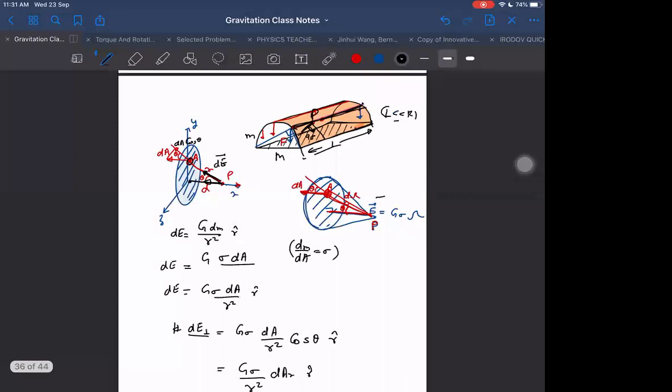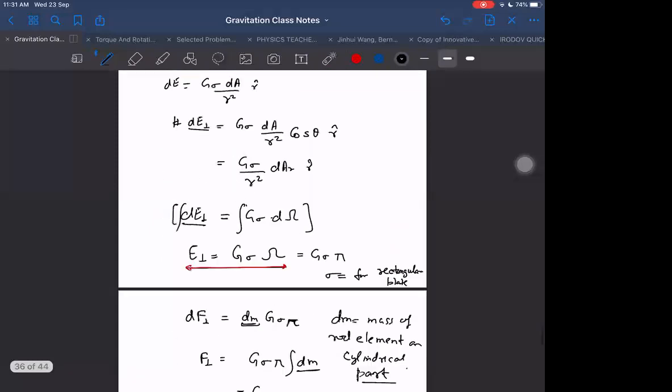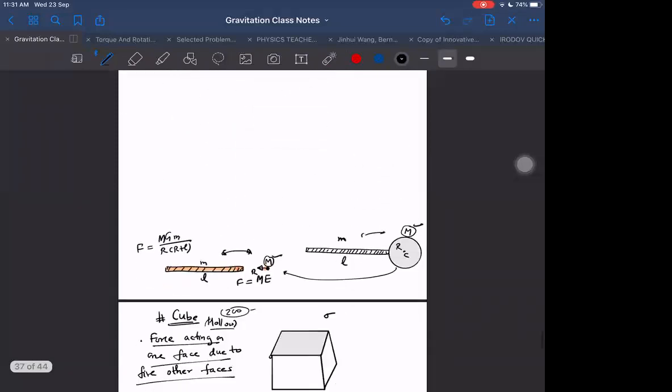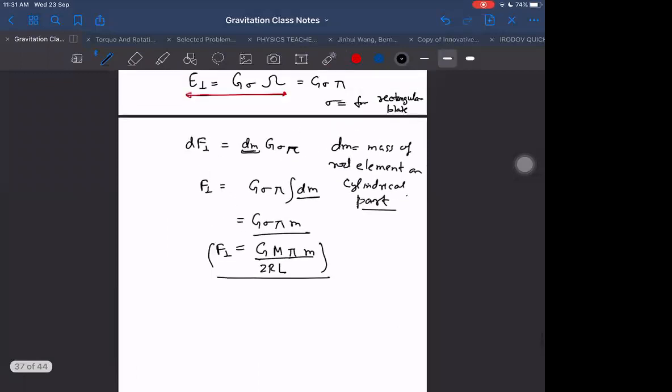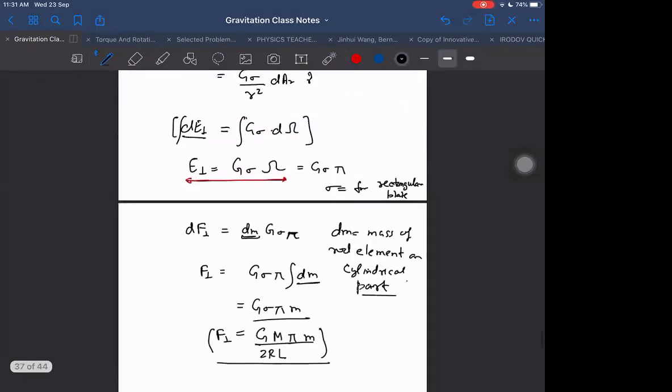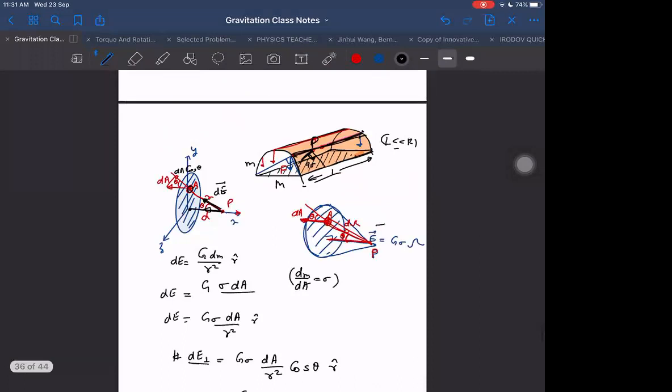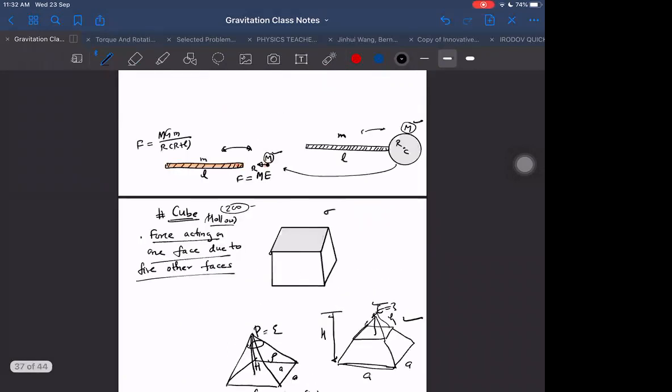Sir, we assumed it to be an infinite cylinder, so then can we write 2RL? That means L will be infinite. No, infinite means a long cylinder. I should say L is very, very large as compared to R. Yes, sir, L is very, very large as compared to R. That's what I am asking.